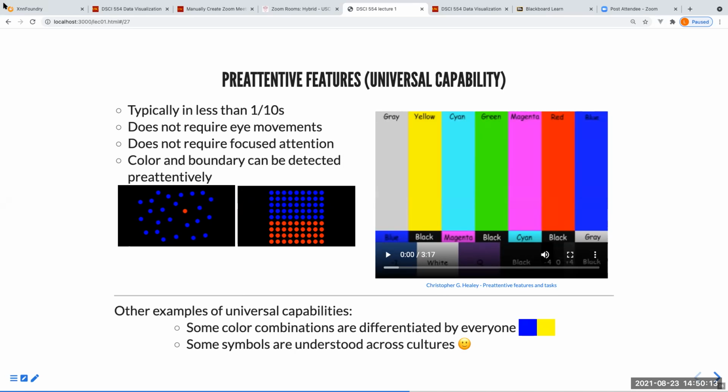And they work on different channels. Typically, they work on color. So if you have a color that is very different than any other color that is used in the display, that will work. But they also work on shape. And the example is the one where you have a boundary. So if you have red dots and blue dots, you'll see here a boundary that is very well defined, even though there is no boundary at all.